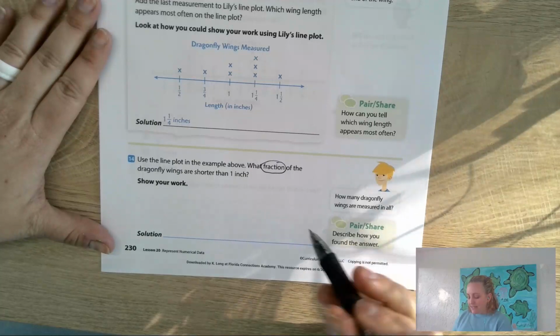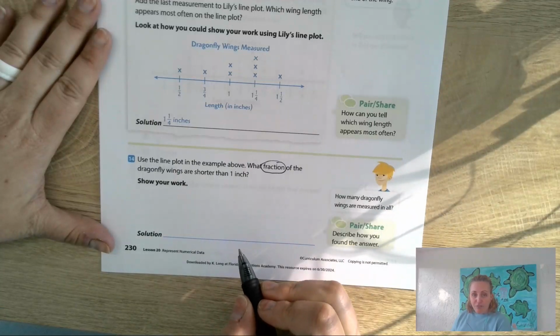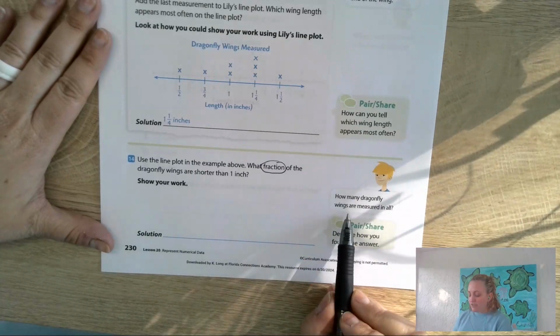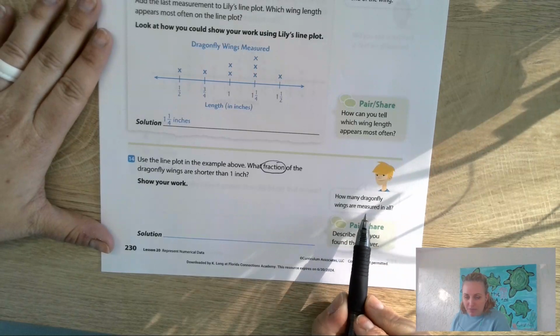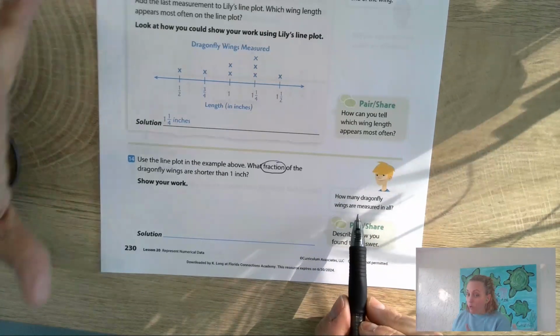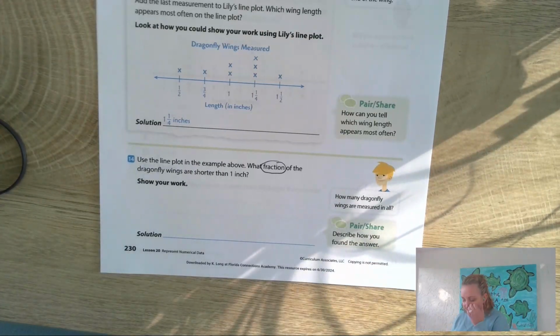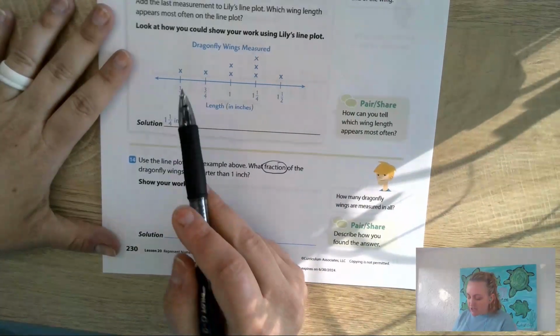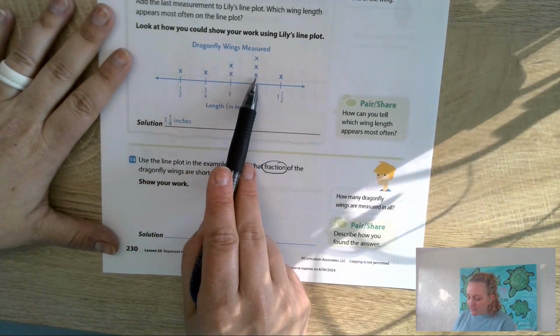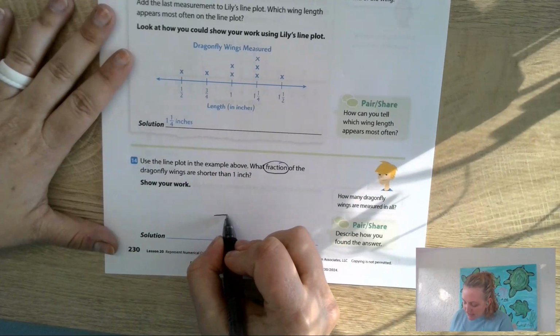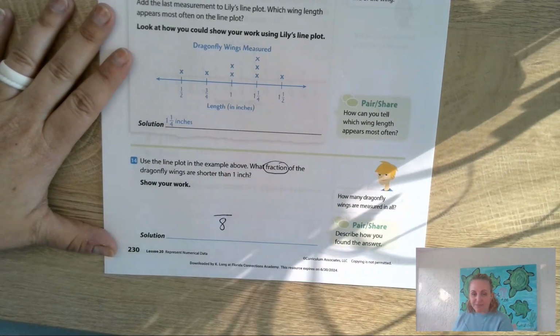That means that the denominator of my fraction is going to be how many dragonfly wings are measured in all. The total, remember that for one whole data set in this case. So how many dragonfly wings were measured? 1, 2, 3, 4, 5, 6, 7, 8. So my denominator is going to be 8.